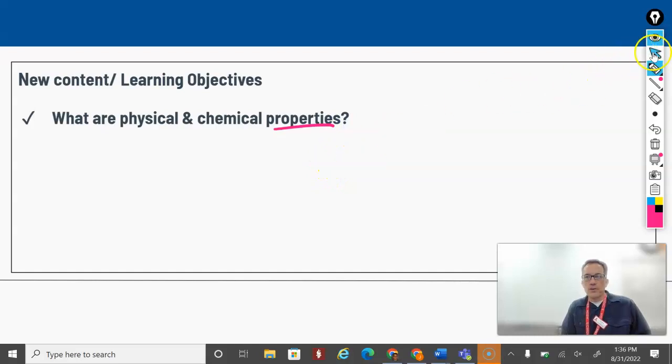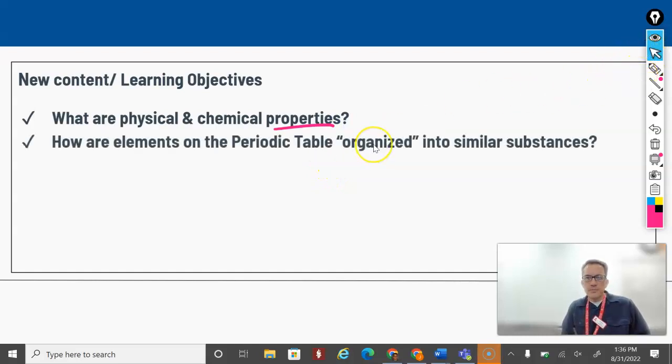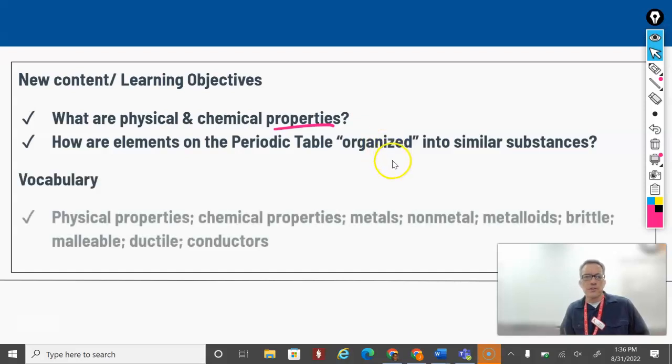A couple of other things we want to be able to do is look about how the periodic table is organized into similar substances. Lots of vocabulary with this, and so I want to remind you that you need to stop the video and write these things down. You need to rewind the video and write these things down. This video is hopefully helpful, but it's going to be even more helpful if you're taking adequate notes. And so the upside of this video is you can stop, make sure that you've got these terms down so that you kind of know what to study and what to look over. All right, so let's move on.